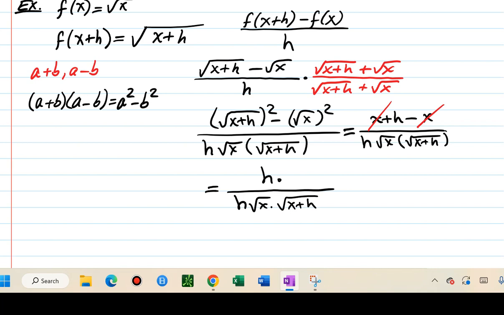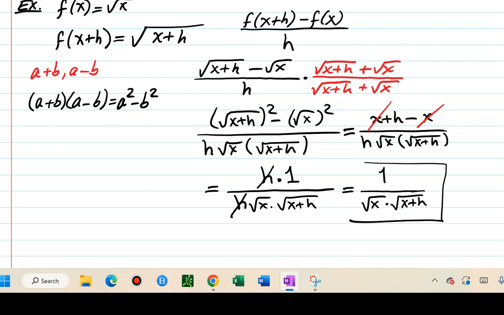Think of h as h times 1. That's still h. Because I'm about to cancel, I need to have something. I can't leave a fraction blank. And that's 1 over root x times root x plus h. And don't worry about multiplying this. There you go. Check this out.